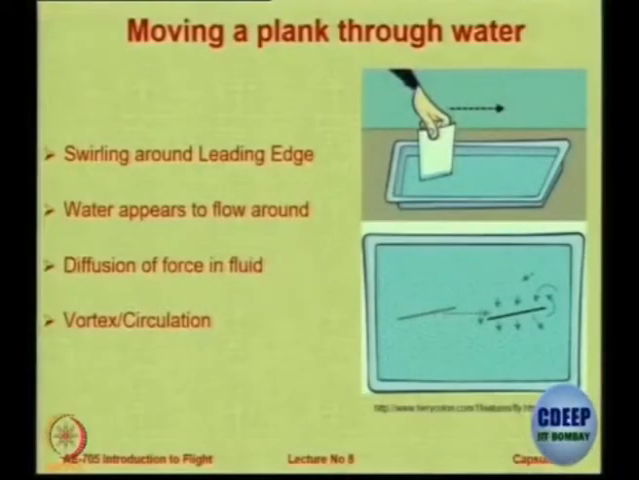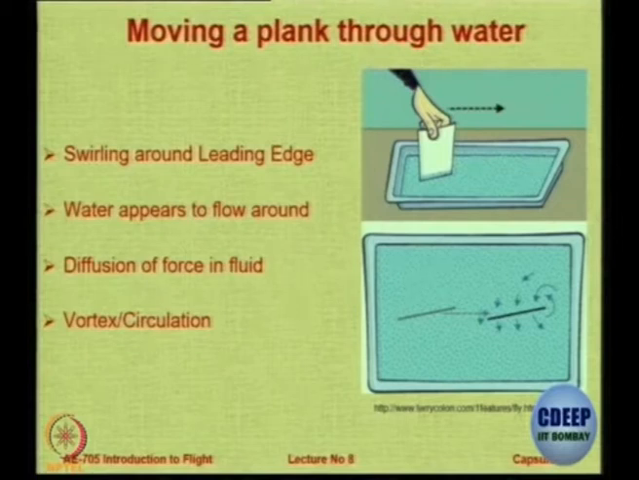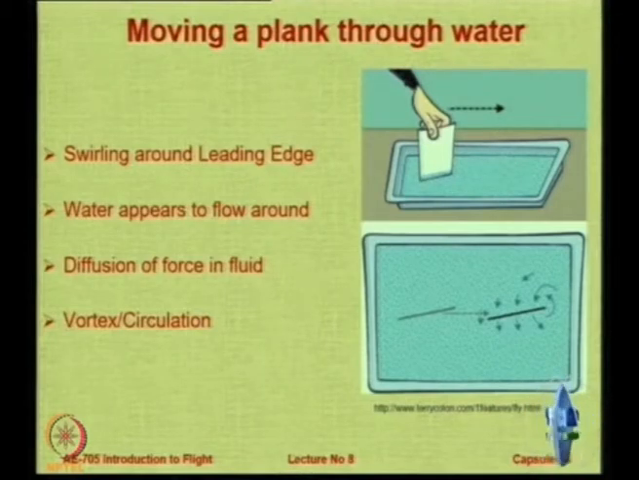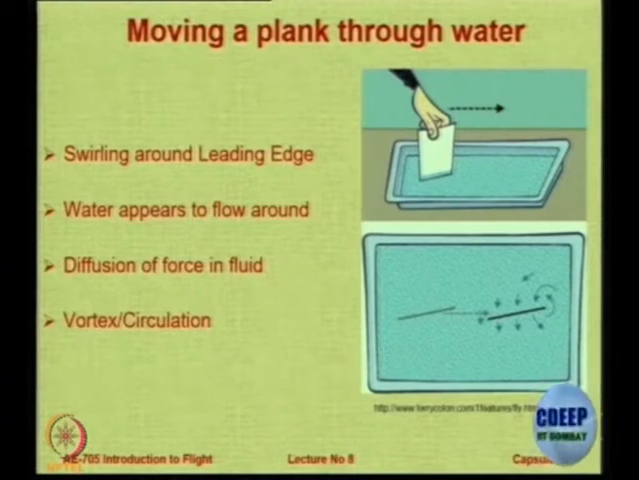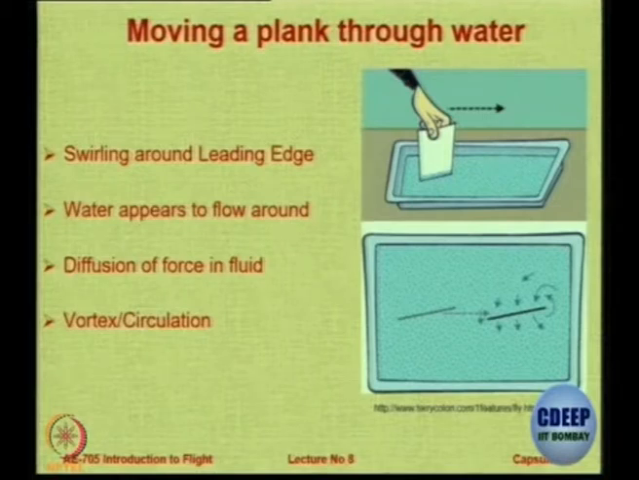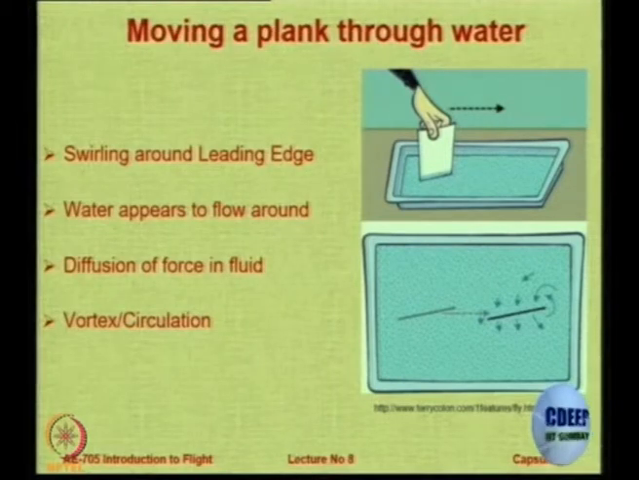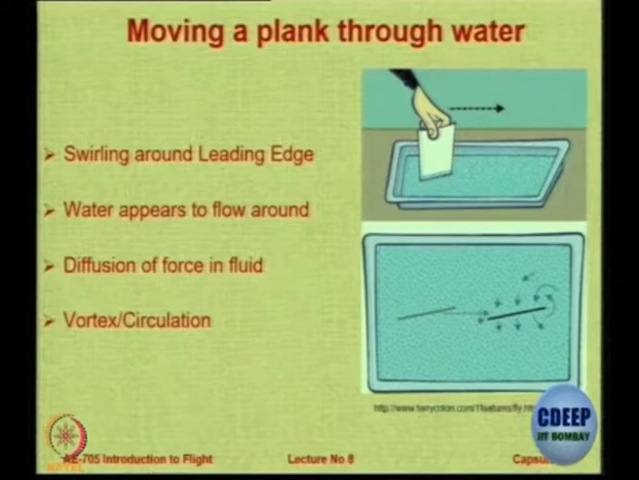When you move a plank through water, you can try it out in the bathtub or in any experiment. You will see that there is some swirling which takes place, especially in the front portion. The water will actually move from below the plank to above the plank in the front as you move it. And this is because of circulation, the fluid undergoes some kind of rounded flow. So you can try the experiment next time.